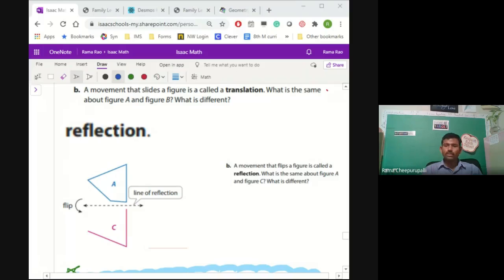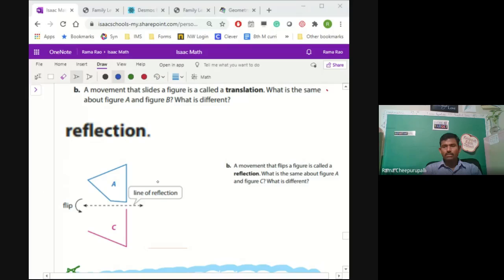I'm going to go over this. Pay close attention. I don't want you to write anything, just look at the screen. Pencils down, eyes on the screen. All right, let's look into this.